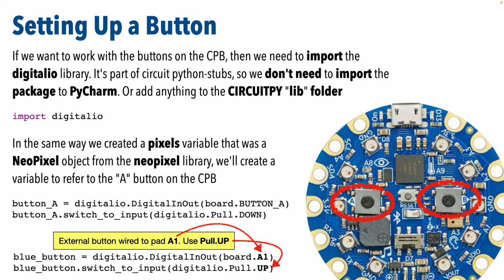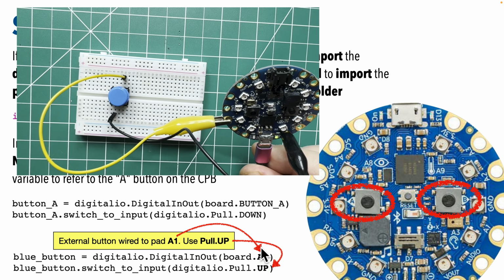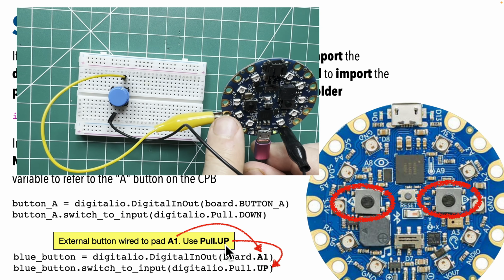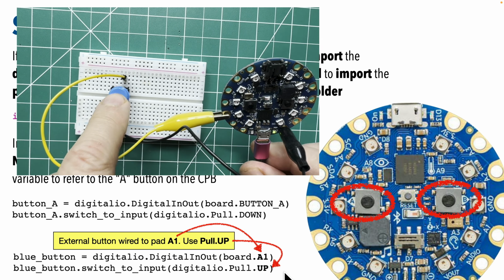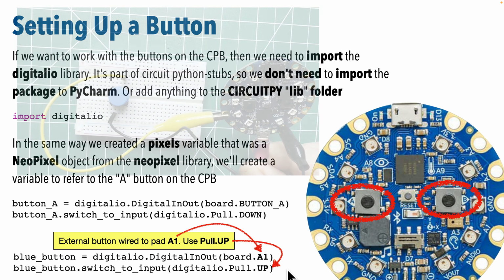If we were using external buttons that were wired up to our board, like the button that you see here wired to a breadboard that's clipped to one of our CircuitPlayground's pads, then we'd write the same line, but instead of passing dot DOWN in all caps at the end, we'd pass in dot UP. And the way that I remember this is that when you wire up a button, you need to pass in dot UP.